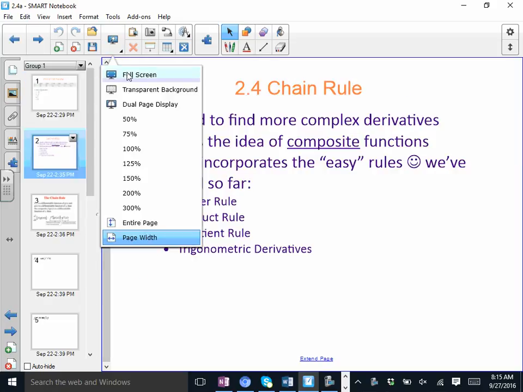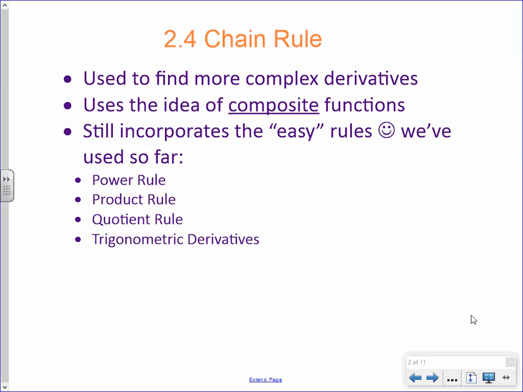All right. So the chain rule is going to help us find more complex derivatives. What's important about the chain rule is that it is used for composite functions. Okay? When we have a composite function, we have to use the chain rule.